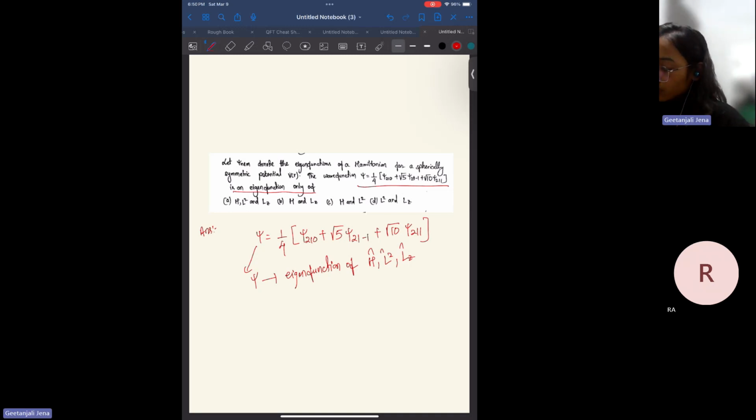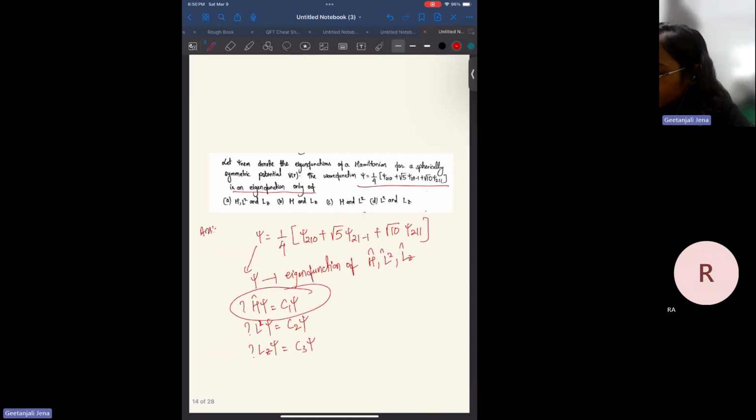So for that, what you have to do is check whether, when H acts on this psi, it gives the same eigenstate or not, that is, some constant multiplied by the same eigenstate. You have to check this one. Also, you have to check whether L squared psi gives some constant C2 times psi, or whether Lz, when it acts on psi, gives some constant times the same eigenstate. So let me solve this one.